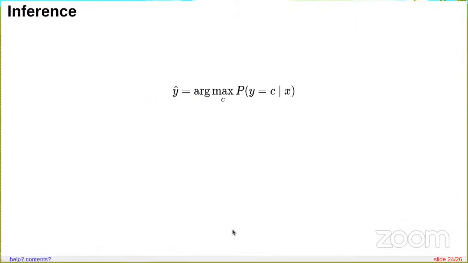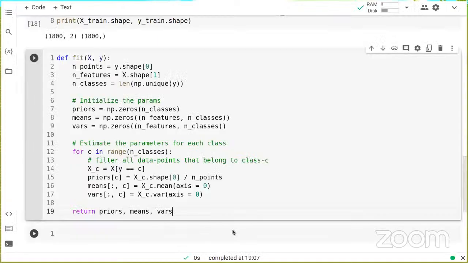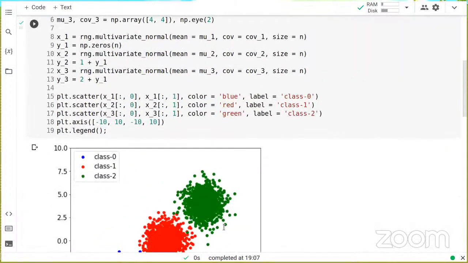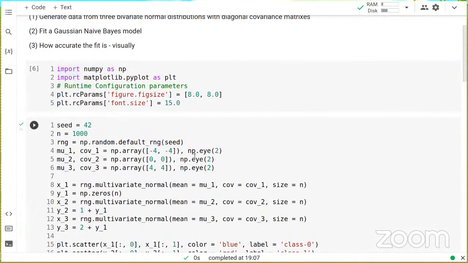So let's now go to this part. Once we have fit the model, then we have to infer, right? Like how is it that all the variances are near 1? I didn't get that. So that is because the data comes from a identity covariance distribution.